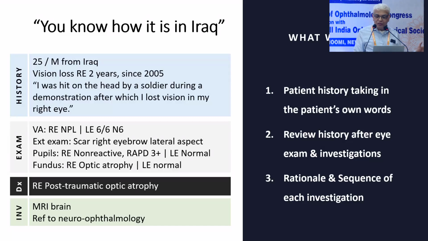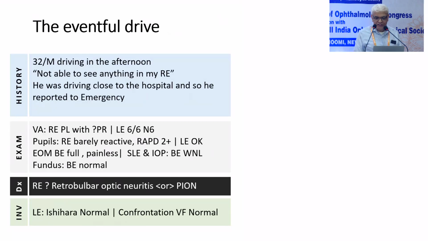So what did we learn from this story? First, just ask the patient to say it in his own words. Don't put words in his mouth. Secondly, review the history again after your clinical examination and findings. If you see a temporal hemianopic defect, go back and ask the history: is it really trauma or not? And there should be some rationale of investigations. Yes, MRI would have been required in this case, but not before doing a visual field or even thinking about anything else. So it's not a knee-jerk reaction.